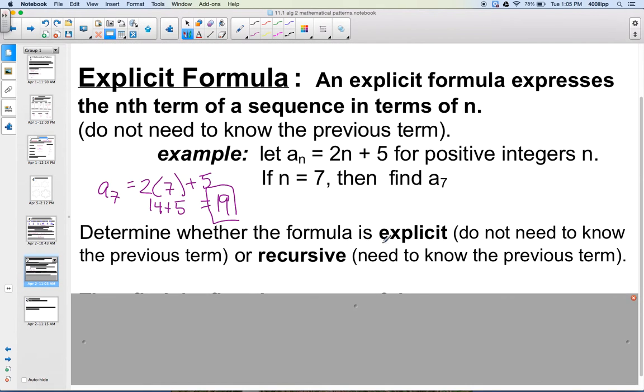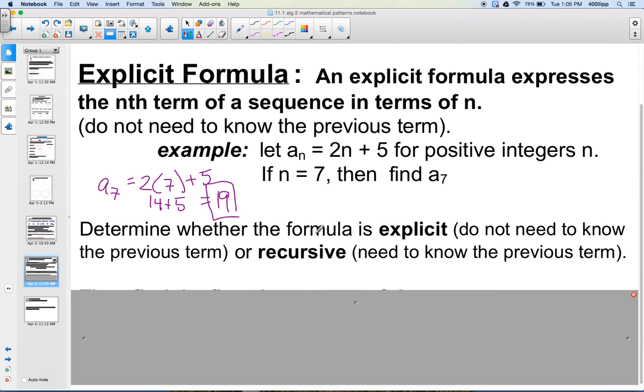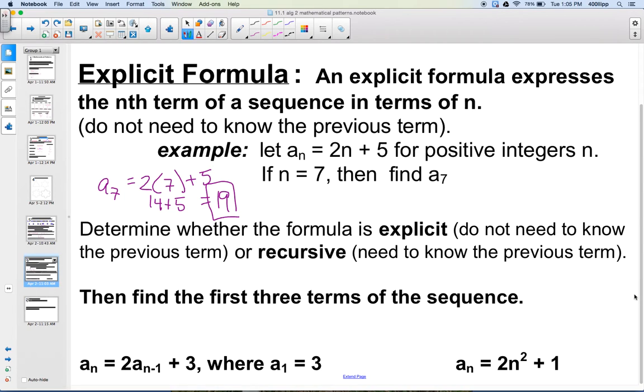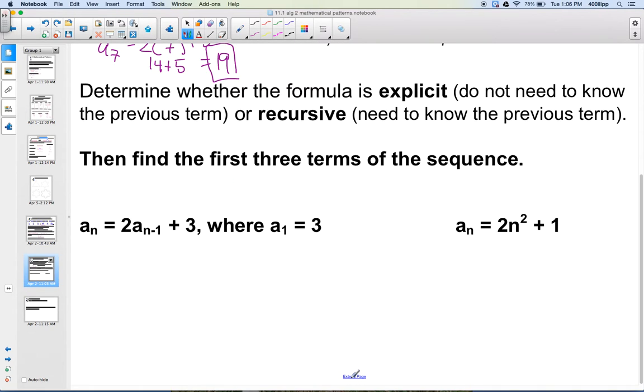Now here we're going to determine whether the formula is explicit, where you do not need to know the previous term, or recursive, where you need to know the previous term. We should remember that if it's recursive, it's going to have the previous term in it, which is a sub n minus 1. This one should be giving it away already because it has a sub n minus 1 in it. So therefore, we already know that this is a recursive formula.